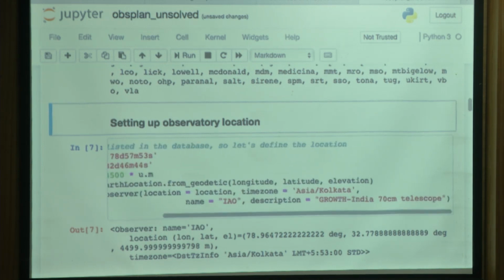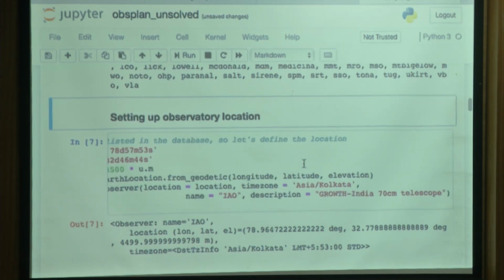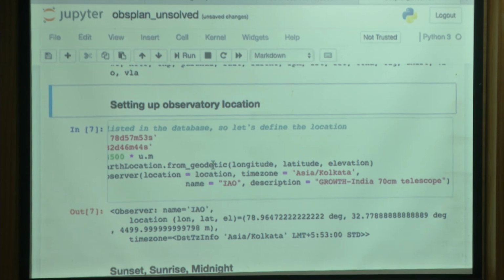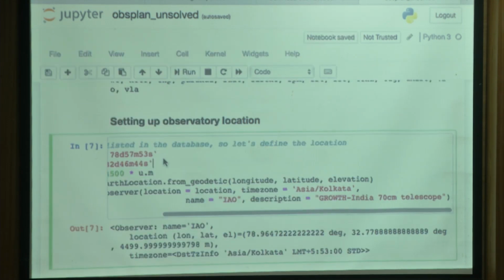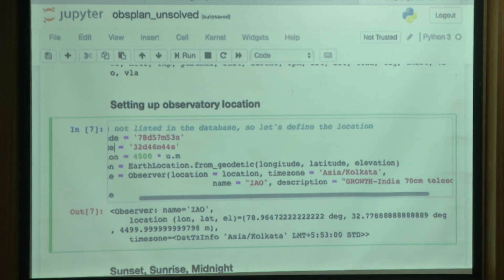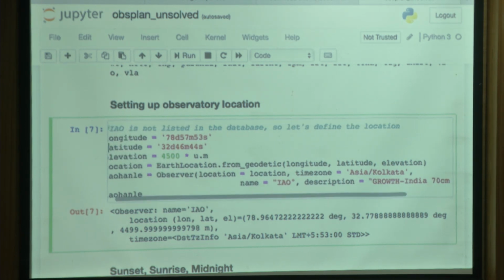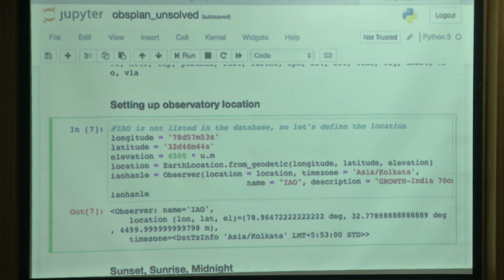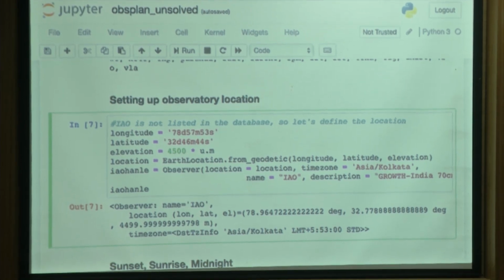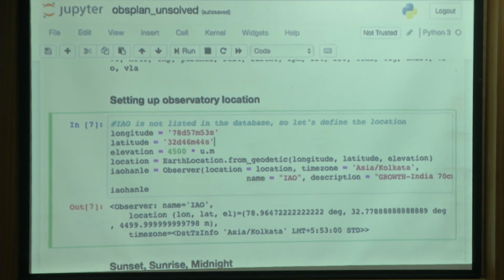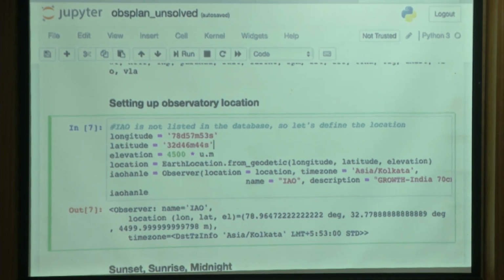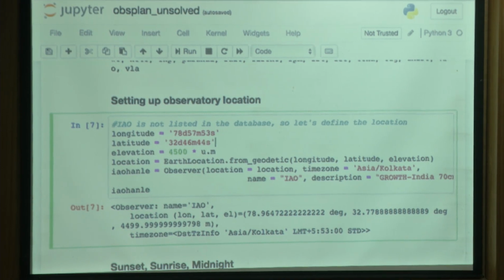It's a big list, but where we are observing from is the Indian Astronomical Observatory, which is in Ladakh in India, which is not really in the database. It should be there, but it's not there. So let us define our observatory coordinates ourselves. The Indian Astronomical Observatory is at a longitude of around 79 degrees east and around 33 degrees north, right? So we define the latitude and the longitude. It's a high altitude observatory at 4,500 meters above sea level.